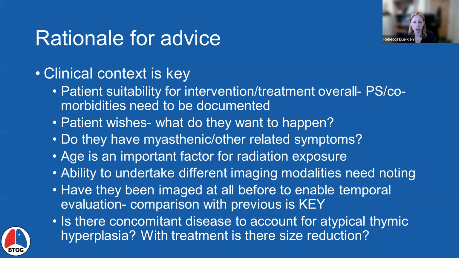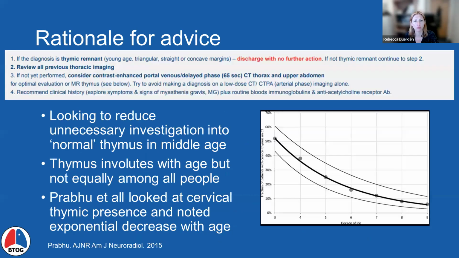We do need to know if there is a concomitant disease that might be driving an atypical hyperplasia, more on this shortly. But also, if that has been noted, has there then been a change in the size of the thymus following treatment? So having gone through all of these, we have this box at the top of the algorithm, which is covering some of those areas.